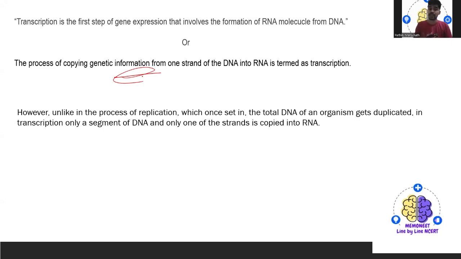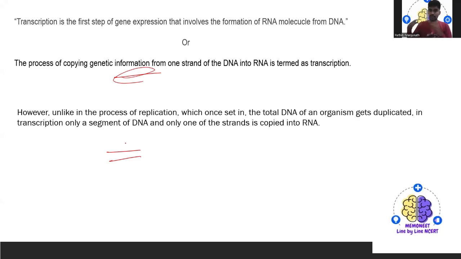Transcription. However, unlike the process of replication, in which the total DNA of an organism gets duplicated, so if this is one DNA, it gets duplicated into two, in transcription only a segment of DNA, and only one of the strands, is copied into RNA. So in replication, we know that one set of DNA gets divided into two sets.